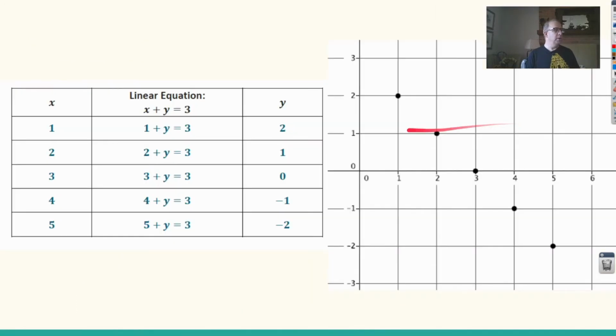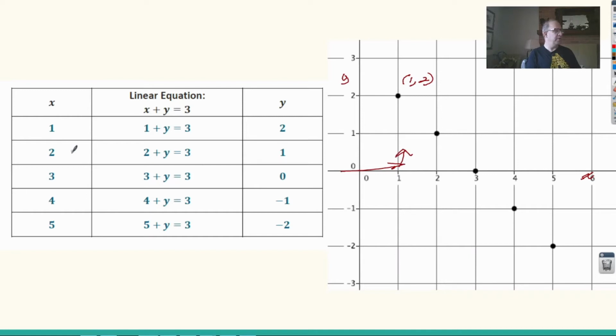All right, so if you filled out the table, 1, 2, 3, 4, 5 for x, you had 2, 1, 0, negative 1, negative 2 for y. If I graph those on the coordinate plane, this is the point 1, 2. So if I go over 1, I go up 2. So this is the first point, 1, 2. X always comes first, and then y second. X is across first, and then up second.